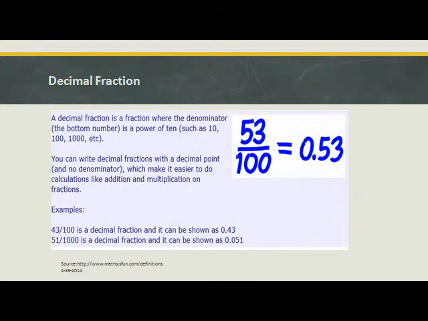Now I'm going to go into decimal fractions. A decimal fraction is a fraction where the denominator, the bottom number, is a power of 10, such as 10, 100, or 1000. You can write decimal fractions with a decimal point and no denominator, which makes it easier to do calculations like addition and multiplication on fractions.